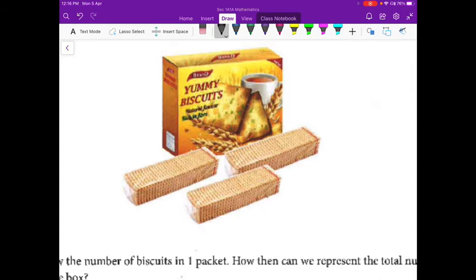Alright, so 3 packets. Now, each packet over here, do you know how many biscuits are there? Do you know how many in each packet? Don't know, very hard to count, okay? But never mind, I don't want to count.